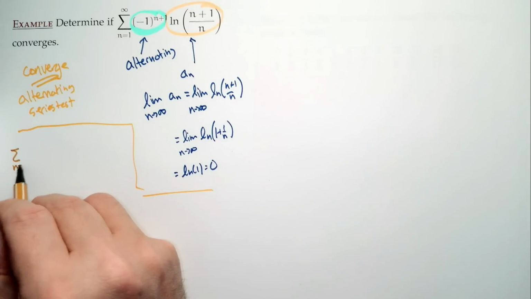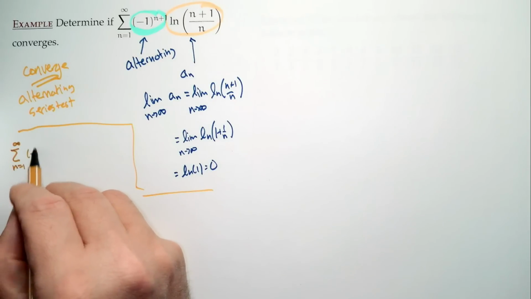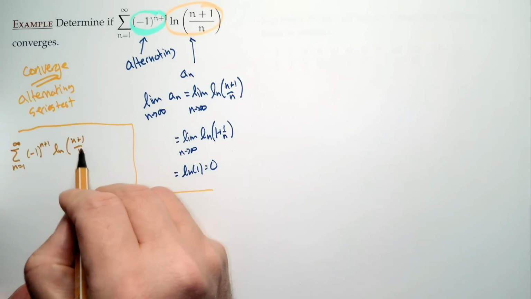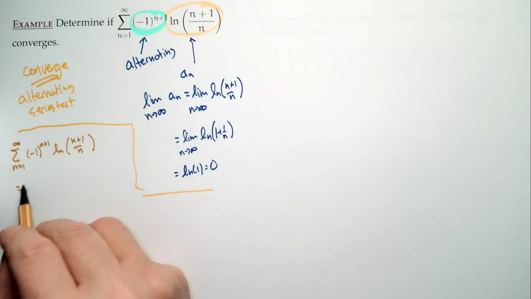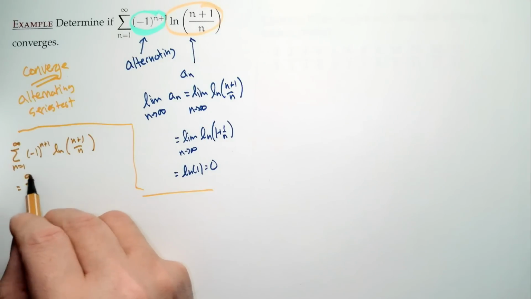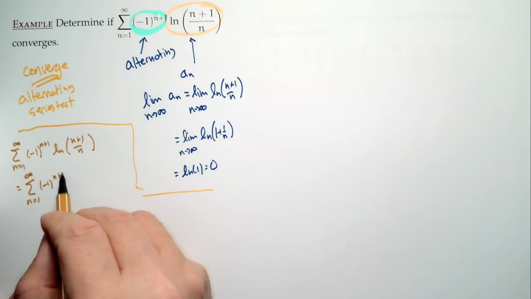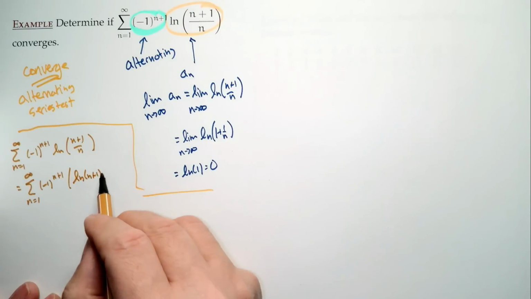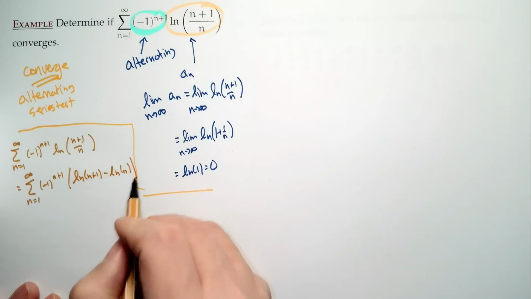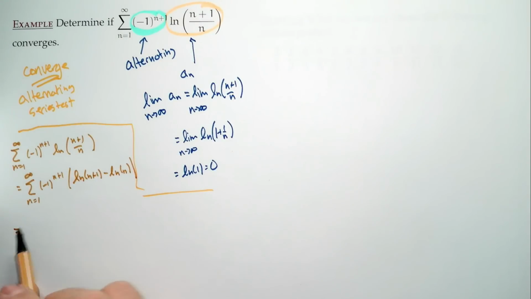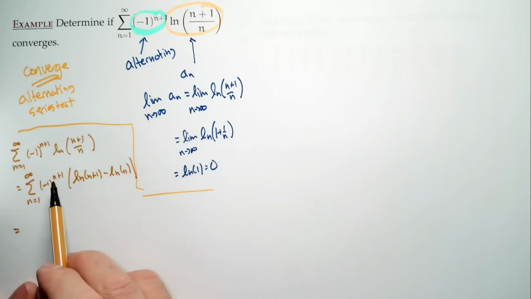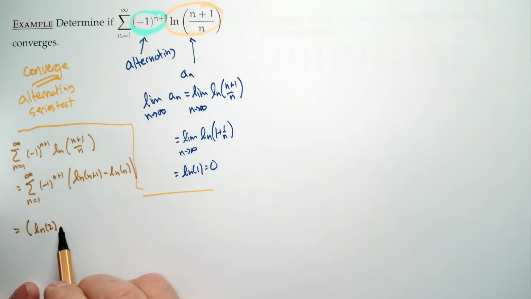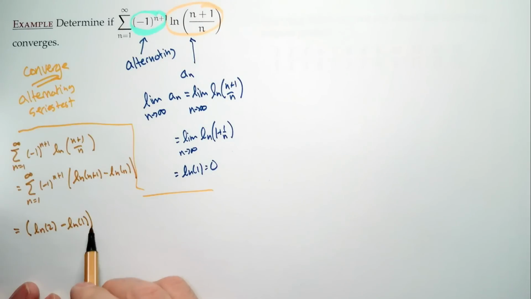Notice one thing we can do. This is negative 1 to the power n plus 1 times natural log of n plus 1 over n. Natural log, you can actually write that as a minus, right? Division becomes subtraction: log of n plus 1 minus log of n. So if you write down the first couple of terms, n equals 1, minus 1 to the 2 is 1. So we'll get log of 2 minus log of 1.